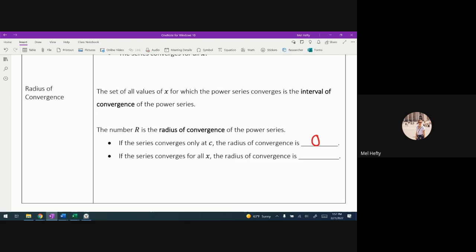All right. Then if your series converges for everything, what do you think your radius would be there? Infinity. So I can go all the way out and I converge everywhere. Now, most of the time, if I'm asking about radius of convergence, I'm going to be concerned with the ones that are actually numbers, but these things can be true too.